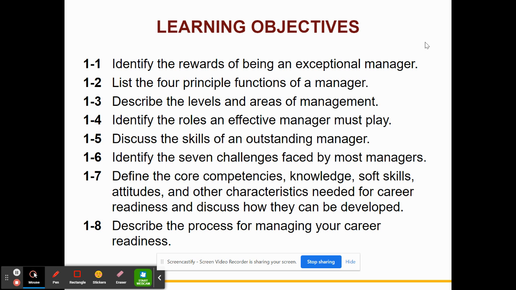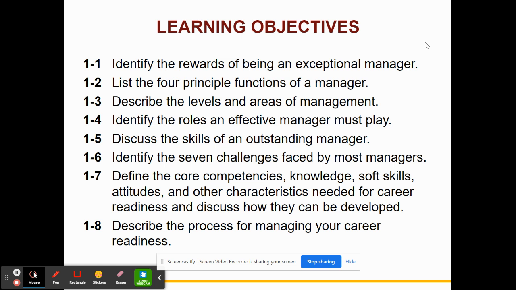Identify the rewards of being an exceptional manager. List the 4 principal functions of a manager. Describe the levels and areas of management. Identify the roles an effective manager must play. Discuss the skills of an outstanding manager. Identify the 7 challenges faced by most managers. Define the core competencies, knowledge, soft skills, attitudes, and other characteristics needed for career readiness, and discuss how they can be developed. And last but not least, describe the process for managing your career readiness.